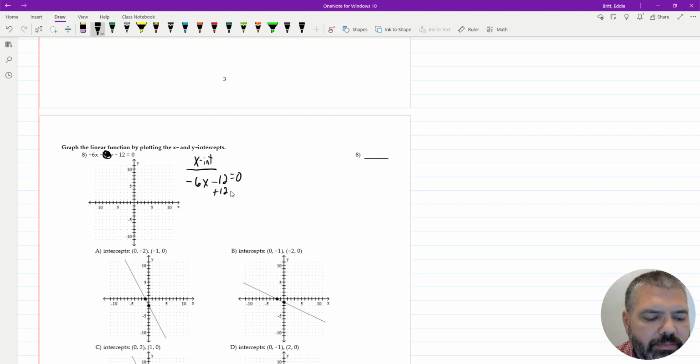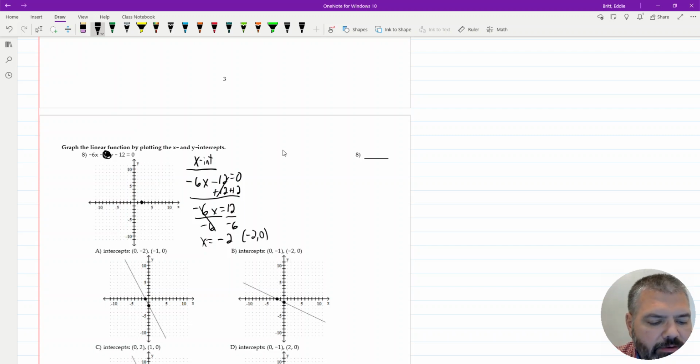So add 12 to both sides, and I get -6x equals 12. Divide both sides by -6, and so I get x equals -2. So I know that I'm going to cross at -2. And earlier I said that's actually the point -2, 0. I'm going to put a point at -2, 0 right there.